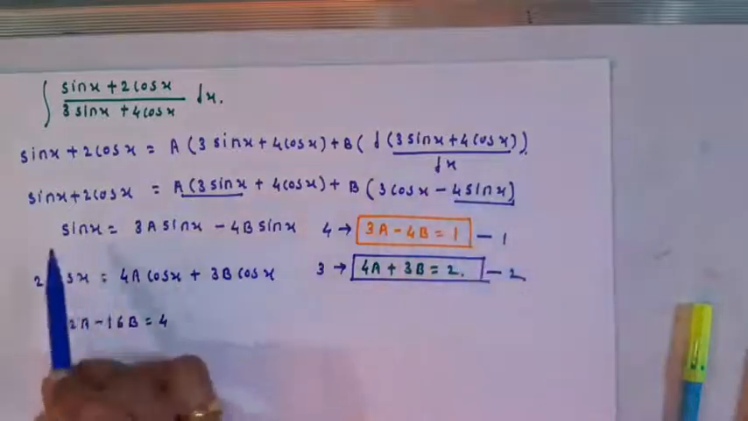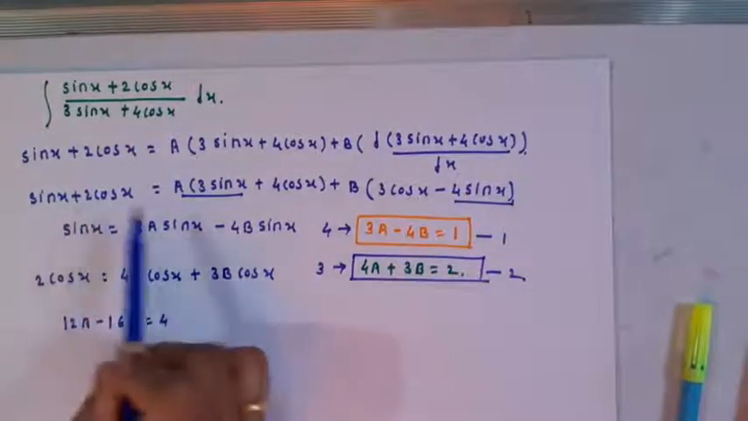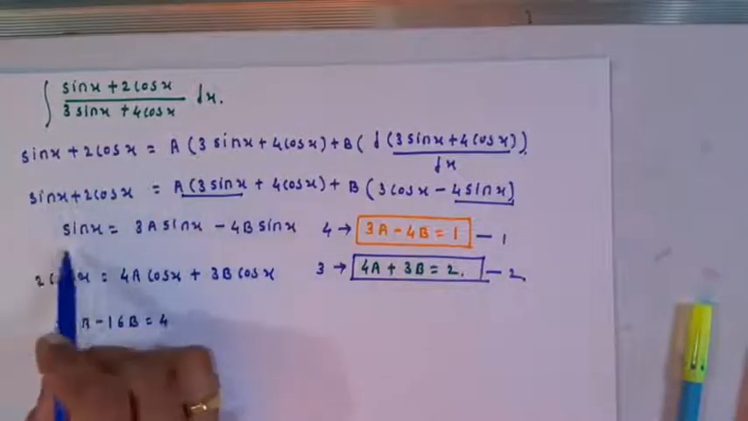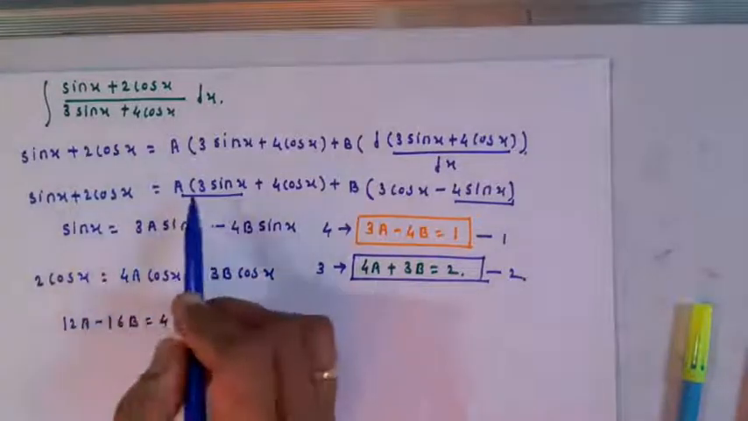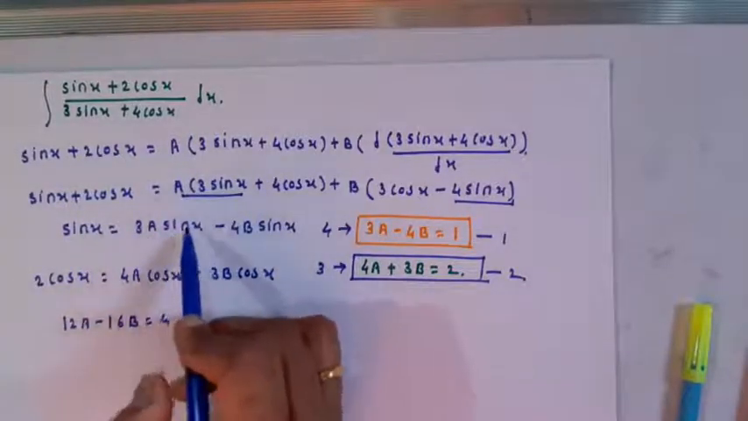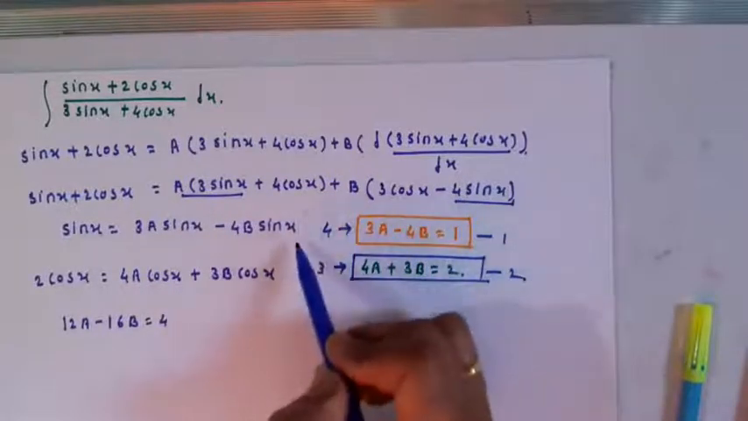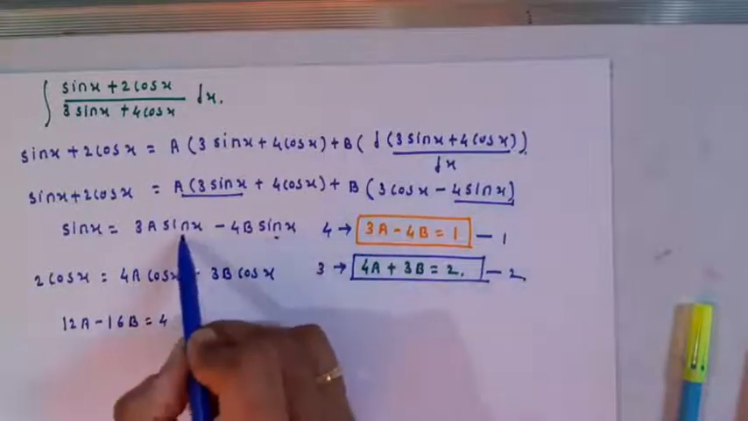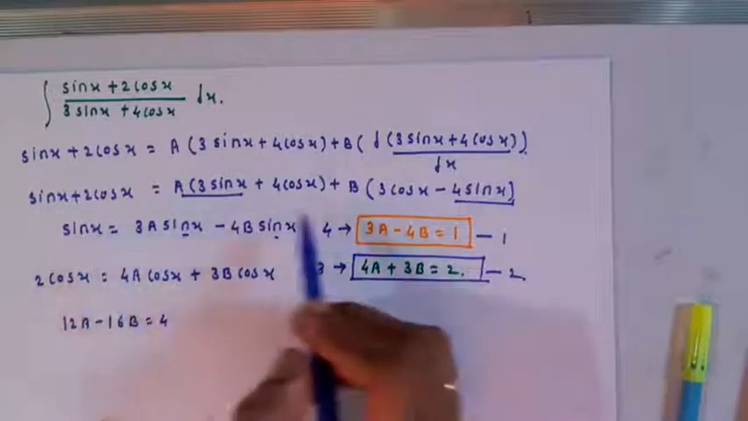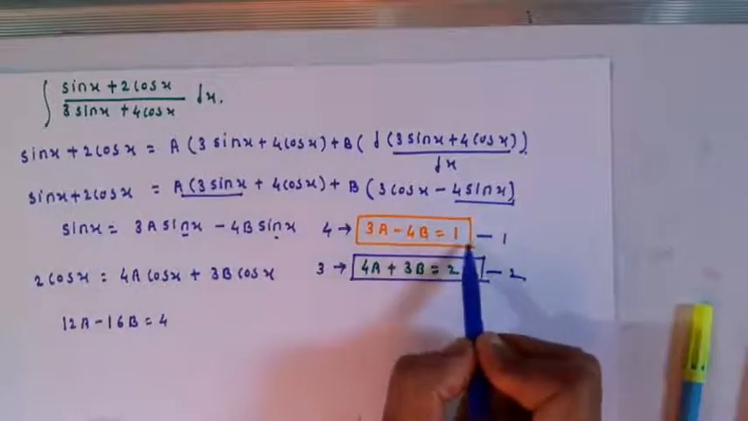Now compare the coefficient of sin x from LHS and RHS. From LHS sin x is there, and from RHS that is 3a sin x, and here the coefficient of sin x is minus 4b sin x. So common out sin x and cancel with RHS, we get 3a minus 4b equal to 1.